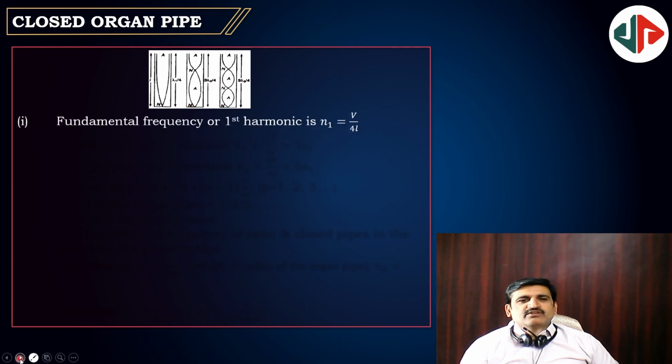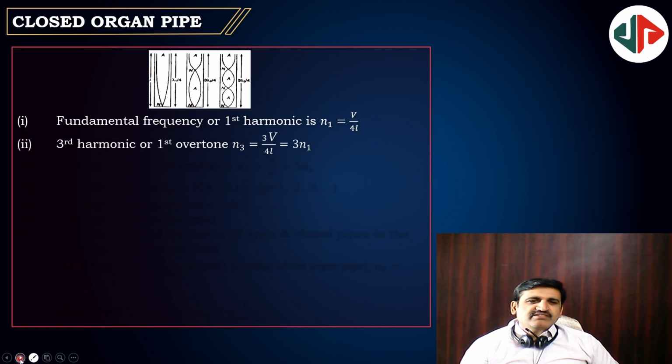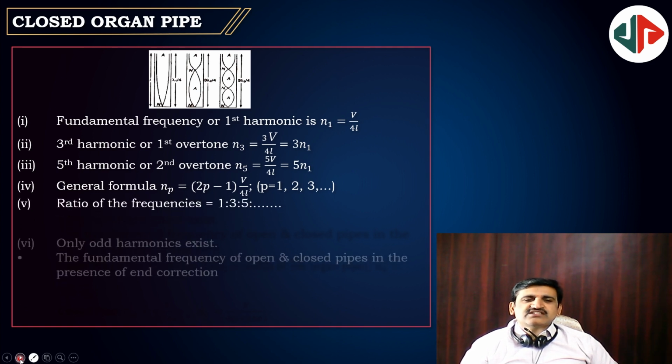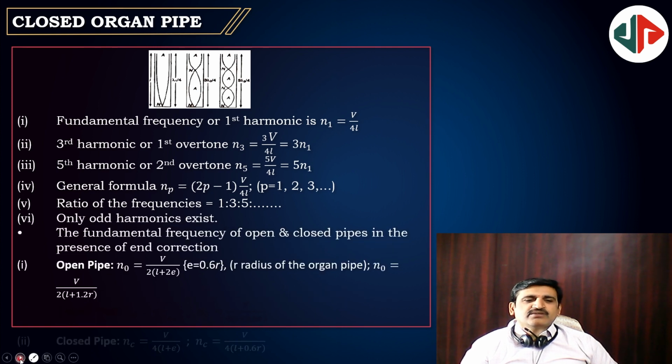Closed pipe. Fundamental frequency is v by 4L. Next frequency 3v by 4L, next frequency 5v by 4L. So 1 is to 3 is to 5 and so on. Only odd multiples are possible, (2p minus 1) into v by 4l, where p starts from 1 onwards. So the ratio of frequencies is odd multiples, and only odd harmonics are produced.